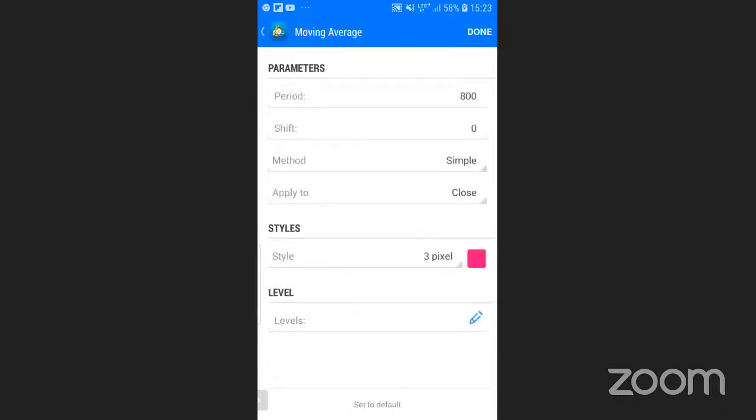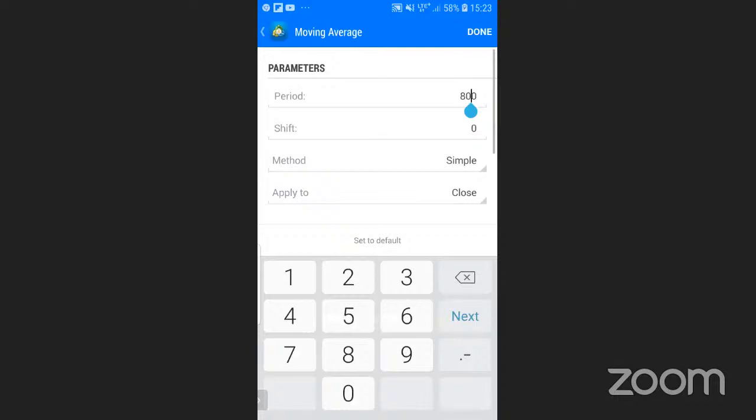Now you can see parameters. Period, we have period 800. For scalpers, you can use as low as period 50. You can use period 5. You can use period 10. It all depends on what you're looking for. But I will teach you the periods and the use of those periods.